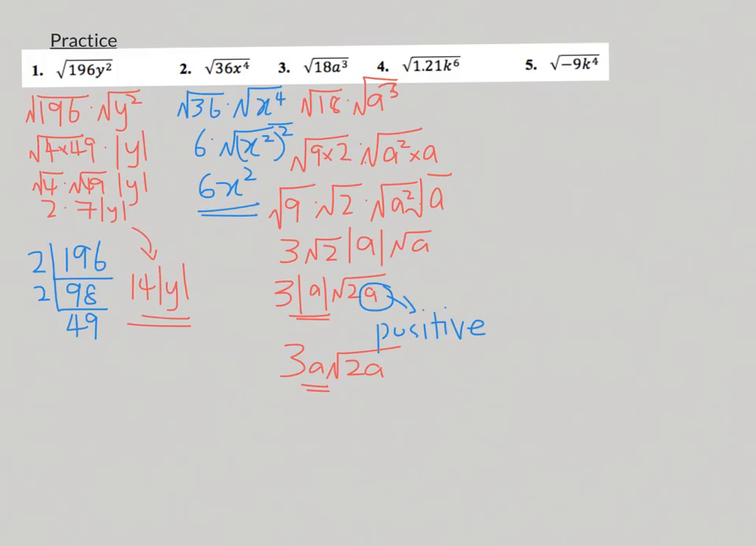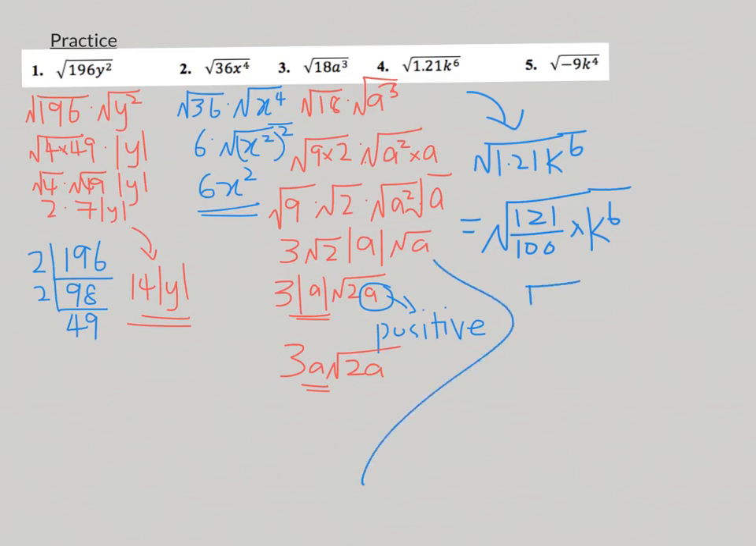In our 4th example, we are looking at the square root of 1.21 times k to the 6th. I would like to express 1.21 as a fraction to help me here. So I can break it into 121 divided by 100 multiplied by k to the 6th. From here, I can break it down into the principal root of 121 divided by the principal root of 100 times the principal root of k to the 6th. The principal root of 121 is 11, and the principal root of 100 is 10.